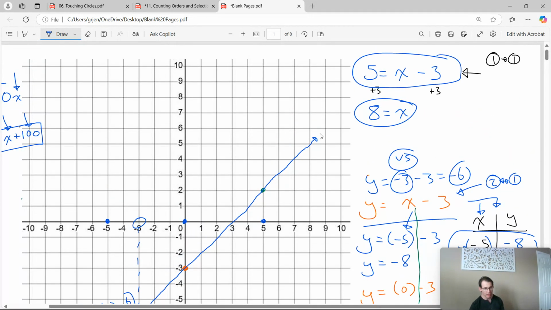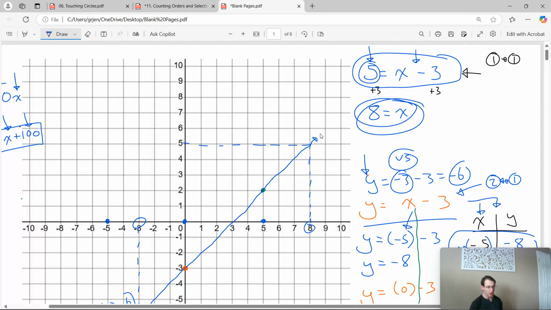I can even use this to solve equations like this one. See, when does x minus 3 equal 5? This is saying when is y 5? Well, y is 5 when x is 8. Oh, well, we found that too. Okay? So the algebra connects with the set of points, connects with the picture that the graph makes.